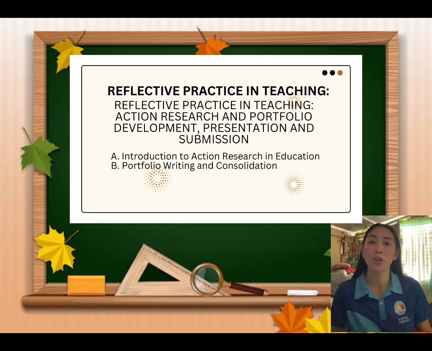Imagine that you are already a teacher. You prepared your lesson carefully. You explained the topic, you gave an activity, and then you checked your students' outputs. But when you look at the results, you realize that many of your students did not understand the lesson.